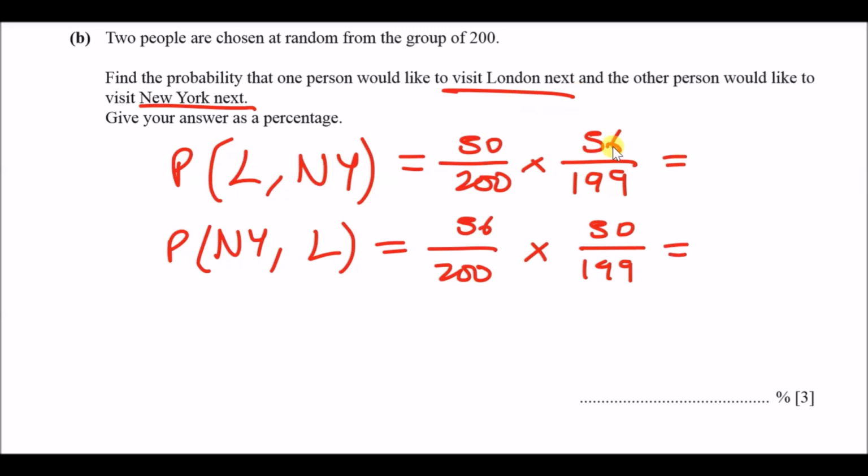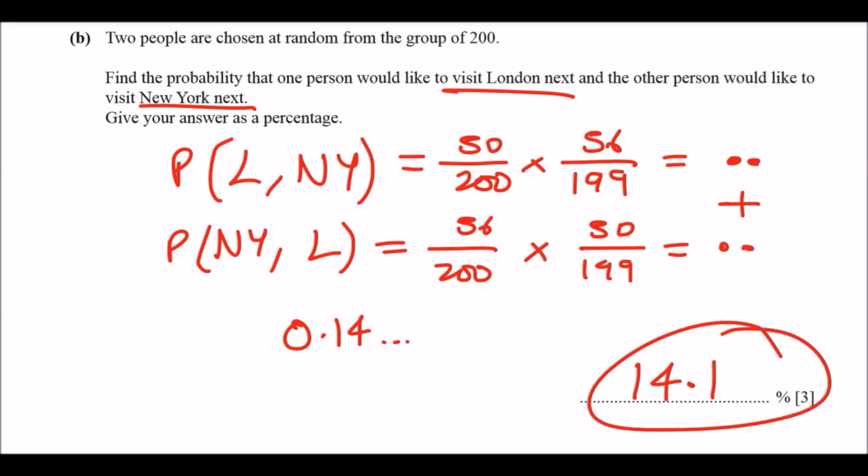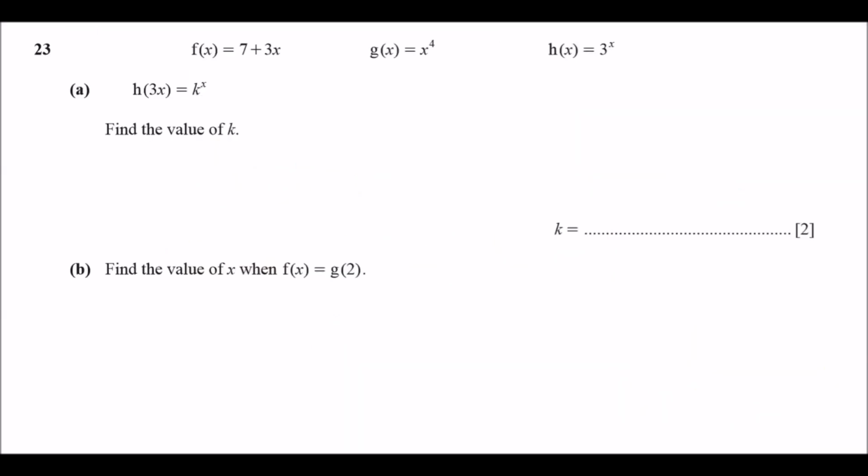So when you work out both of these fractions, you get an answer over here, and you get an answer over here. And all you want to do is add up your total probabilities. When you add up these probabilities, you'll get a decimal answer of something like 0.14... And then all you have to do in your calculator is times your answer by 100 and round it to one decimal place. So you get something like 14.1%.